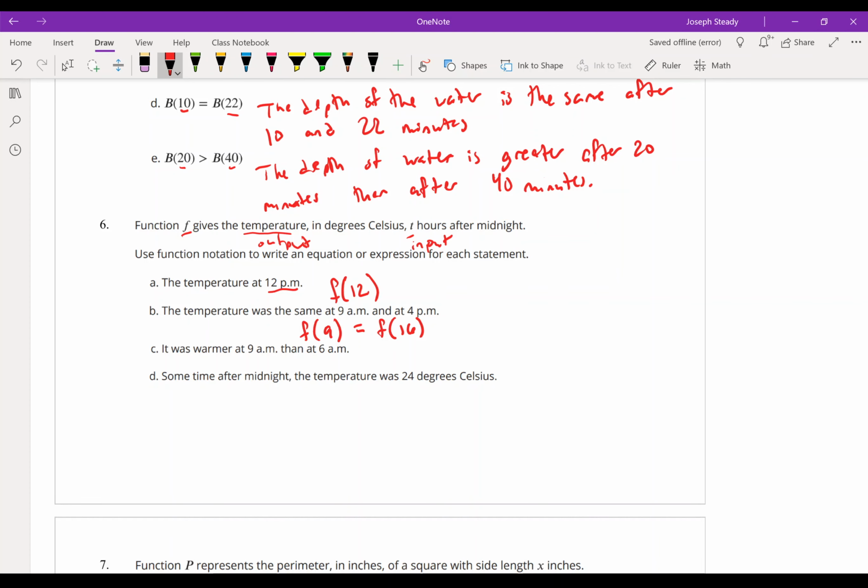It was warmer at 9 a.m. than at 6 a.m. Well, that means that my temperature after 9 hours have passed, if it's warmer, it's a bigger temperature, is greater than the temperature after 6 hours have passed. Sometime after midnight, the temperature was 24 degrees Celsius. So I don't know the time in this problem. I don't know how long it has been. So f of sometime t that I don't know is 24 degrees Celsius.